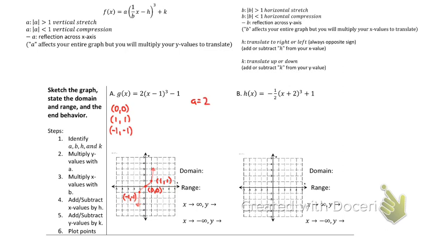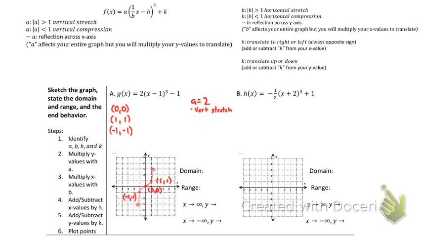Okay? And again, let's look at our notes up here. If the A value is bigger than 1, we have a vertical stretch. So my A value is going to have a vertical stretch. I'm going to write that in so I can describe it. So basically it's going to stretch by 2.